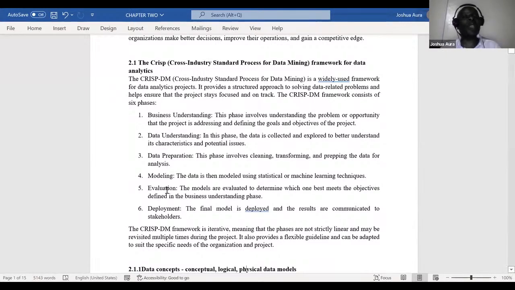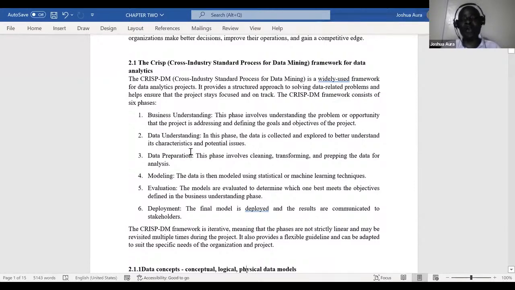So of course, you shall not develop just one model. In short, you shall develop many models, like 2 or 3, and then you evaluate them. The one that pleases you, that is able to meet your expectations, is the one that you recommend for deployment. And the final model is deployed, and the results are communicated to stakeholders.